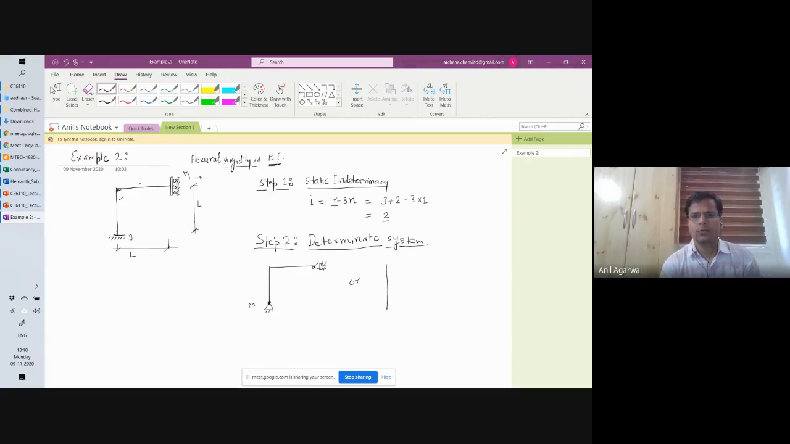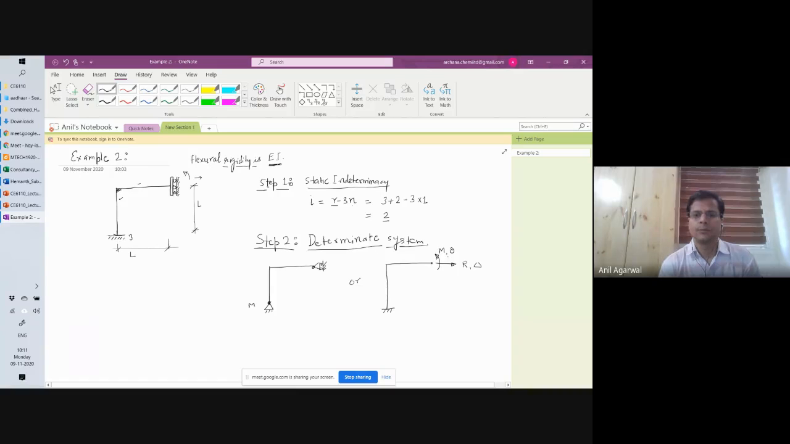Alternatively, what I have decided to use is to maintain the fixity here and release both degrees of freedom here. Okay. So what have I released? These were the 2 degrees of freedom which were restrained. This we can call m theta. This we can call r or delta.